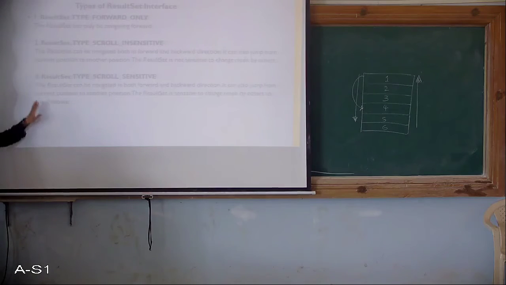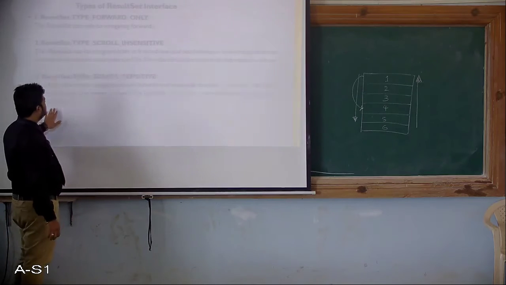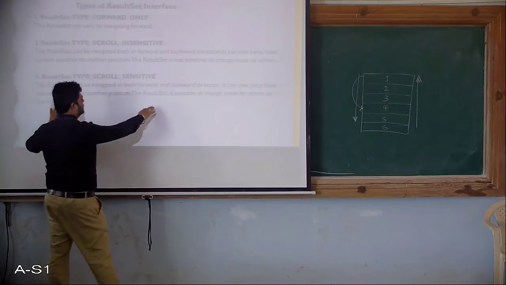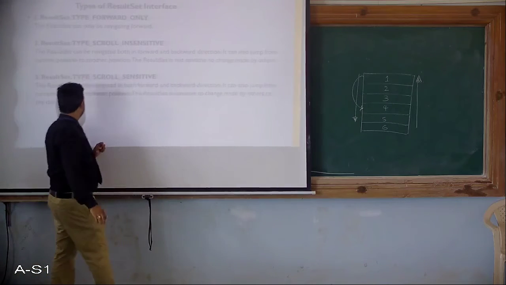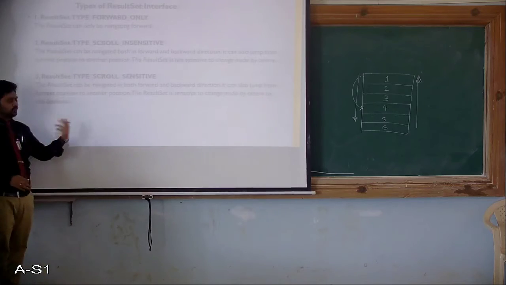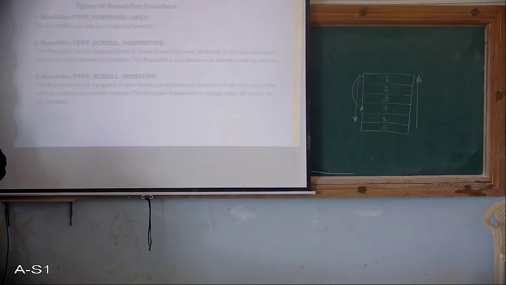Fine. And the result set type scroll sensitive, the working procedure is the same as that of insensitive. The thing is, the result set is sensitive to changes made by others to the database. So others can edit, modify or change the values which have already been entered. That is nothing but type scroll sensitive of type result set. These are the main types of the result set interface.